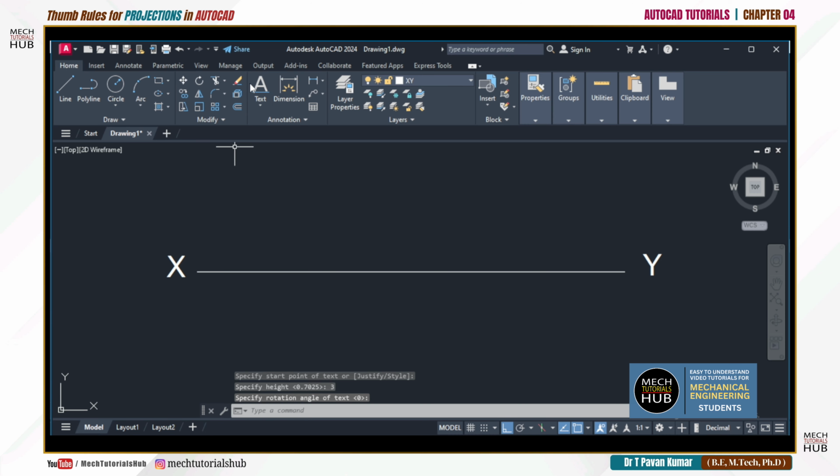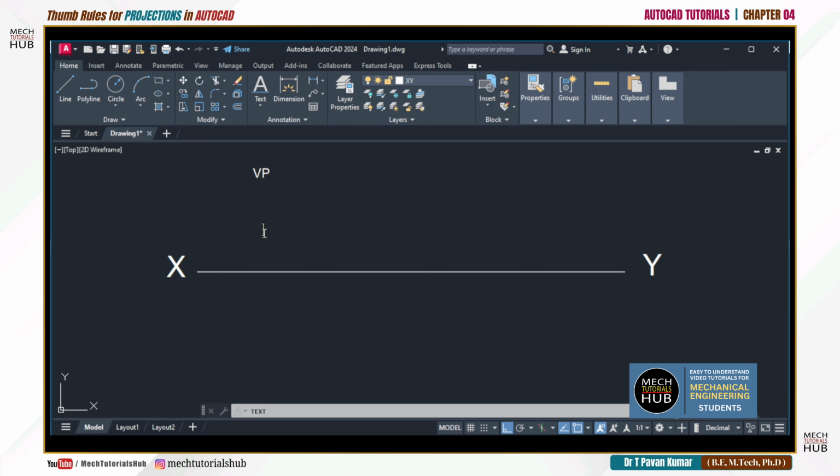let me take the text again, height of 0.3 and an angle of 0, rotation is on, angle is also 0 because the text should not rotate. Now, above the reference line is always a vertical plane. Alright, below the reference line is always a horizontal plane when it comes to the first quadrant system. So, I'll give you a small briefing of this.